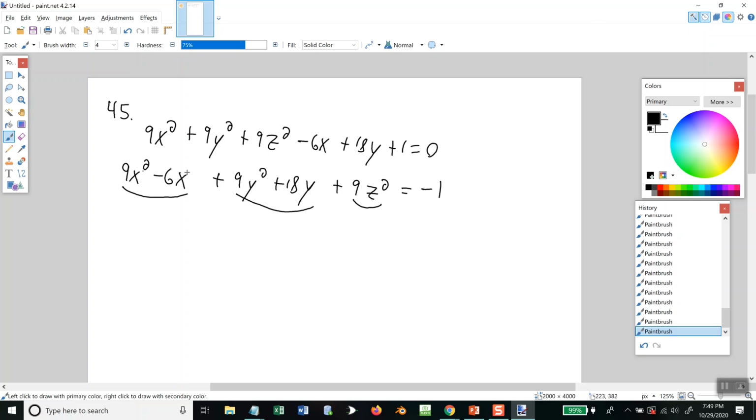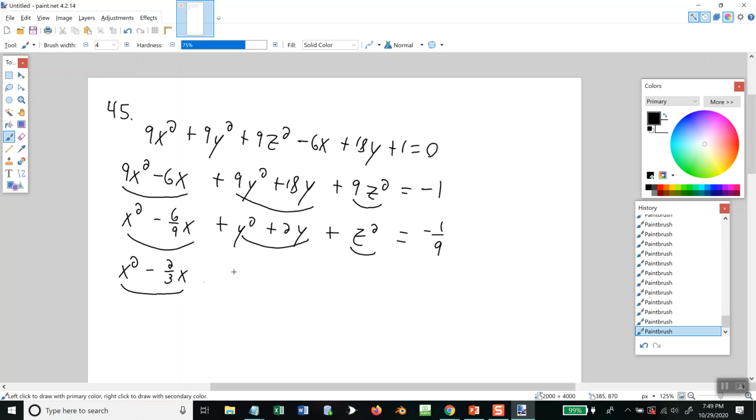Now, we don't want the number in front of the x squared, y squared, and z squared. And since this is a sphere, we can divide everything by 9. So that's going to give us x squared minus 6 9ths x plus y squared plus 2y plus z squared is equal to -1/9. So x squared minus, that simplifies, 2/3 x plus y squared plus 2y plus z squared equals -1/9.